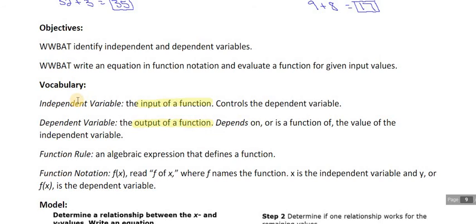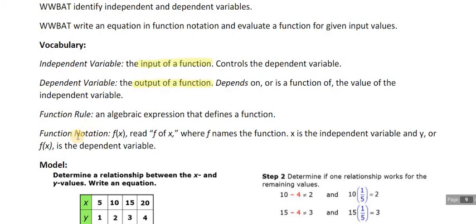So whatever happens with the independent variable directly impacts and makes a difference in what the dependent variable ends up being. A function rule is an algebraic expression that defines the relationship between our independent and dependent variables, or x and y, our inputs and outputs. Now, function notation, f parentheses x, is literally read f of x, where f names the function, x is the independent variable, and y is basically the same thing as saying f of x. So f of x is a fancy version of saying y, and that is the dependent variable.